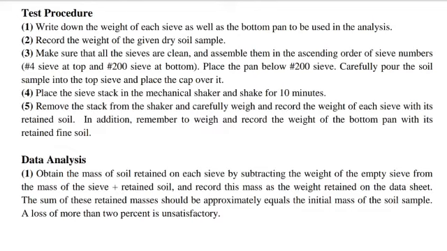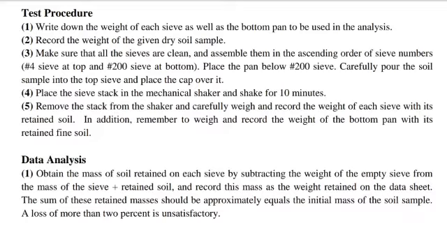Test procedure. 1. Write down the weight of each sieve as well as the bottom pan to be used in the analysis. 2. Record the weight of the given dry soil sample. 3. Make sure that all the sieves are clean and assemble them in ascending order of sieve numbers. No. 4 sieve at top and No. 200 sieve at bottom. Place the pan below No. 200 sieve. Carefully pour the soil sample into the top sieve and place the cap over it. 4. Place the sieve stack in the mechanical shaker and shake for 10 minutes.